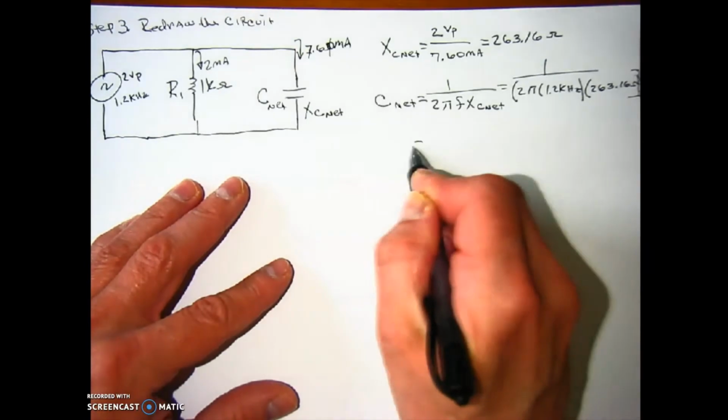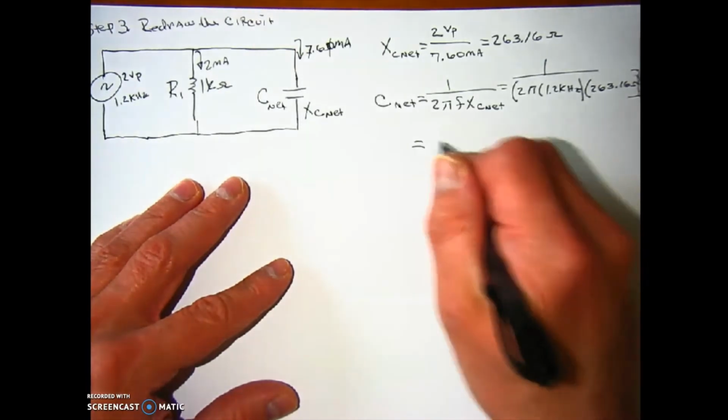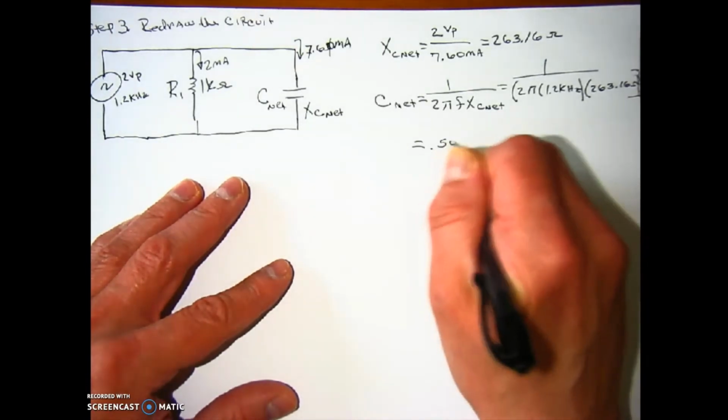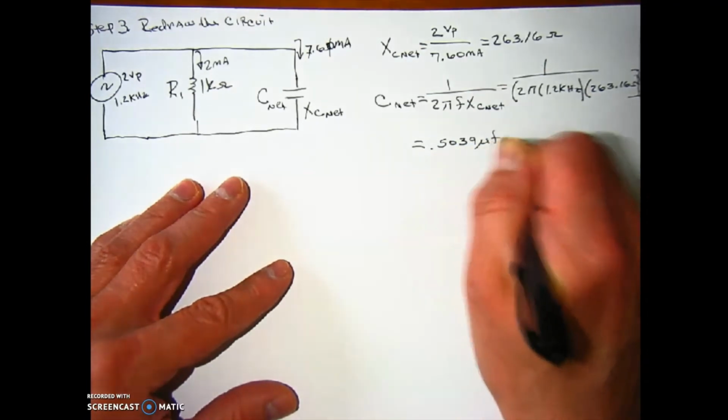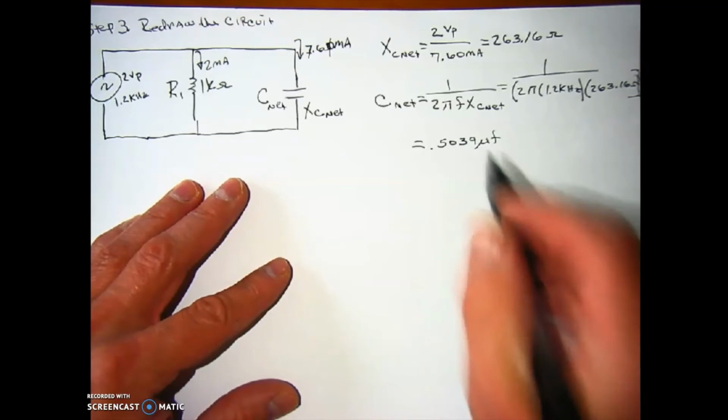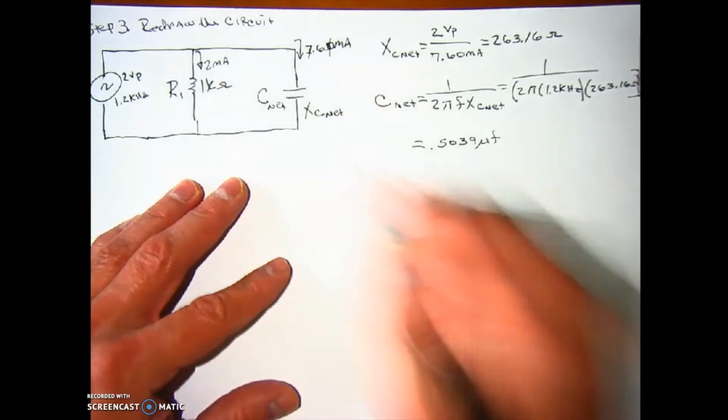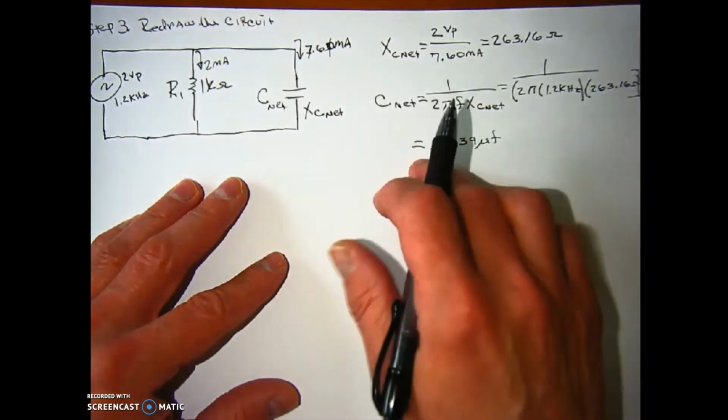In this case, we came up with a capacitor of 0.5039 microfarads. So that capacitor is 0.5039. So we solve those two.